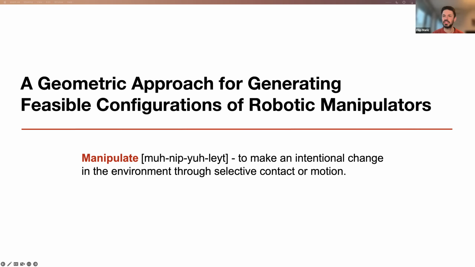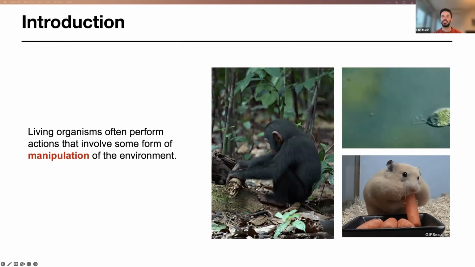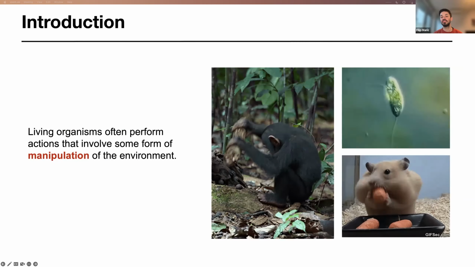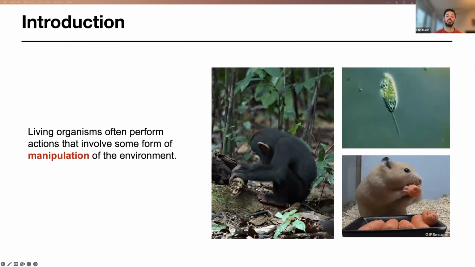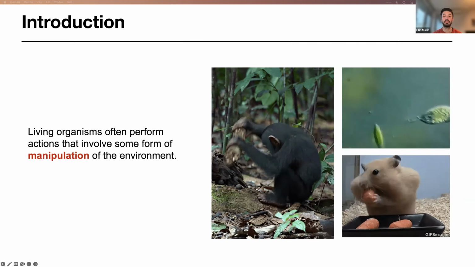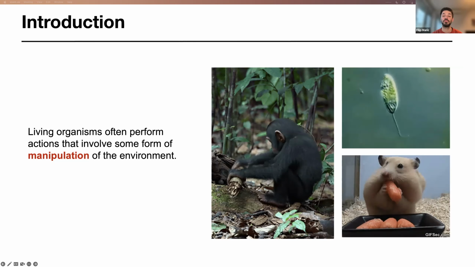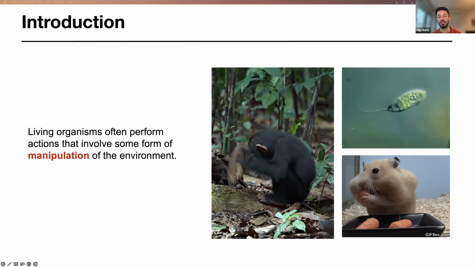With this in mind, I think it makes sense to start this talk by noting that to manipulate means to make an intentional change in the environment through selective contact or motion. This definition is, of course, quite general, but it gives an indication as to how important manipulation actually is. In fact, most living organisms, regardless of their complexity, perform actions involving some form of manipulation.